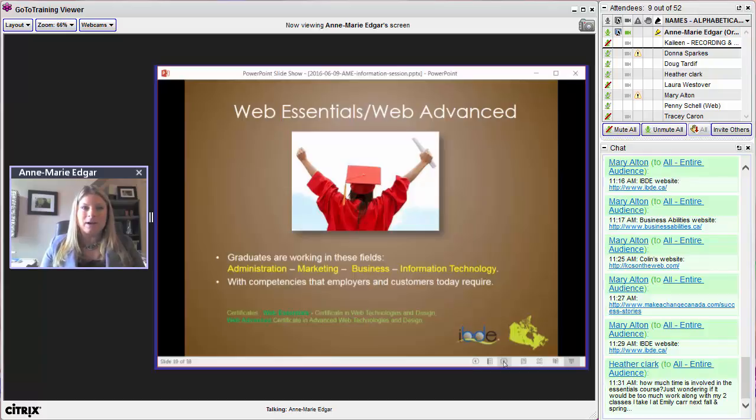So the whole crux of this is that our graduates are gaining competencies that employers and customers today require. That's the really important thing. And also what's really great is that they're earning in the Web Essentials program a certificate in web technologies and design from a college. Selkirk College is who we partner with to deliver this program. And then they also earn a college certificate in advanced web technologies and design upon completing the Web Advanced program.